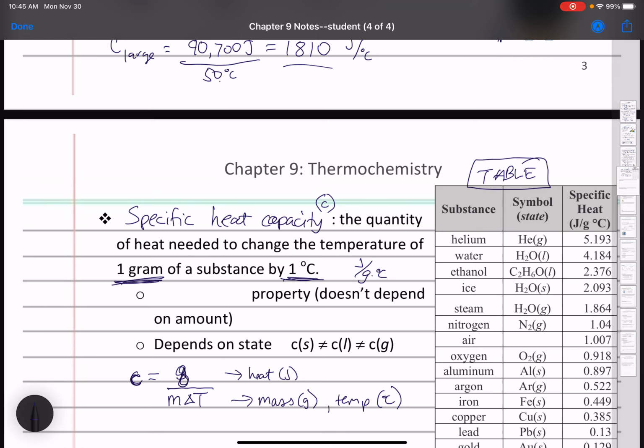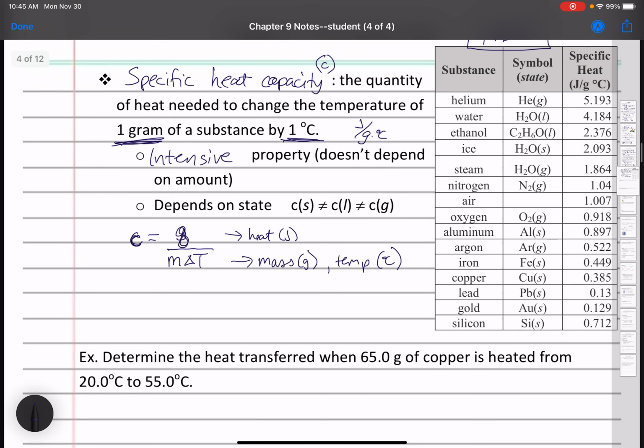All right, specific heat capacity is an intensive property. So it doesn't matter how much of the substance you have. It doesn't matter how much iron you have. 1 gram of iron will always have the same specific heat capacity. So specific heat capacity is an intensive property. It doesn't depend on the amount of the substance that you have.